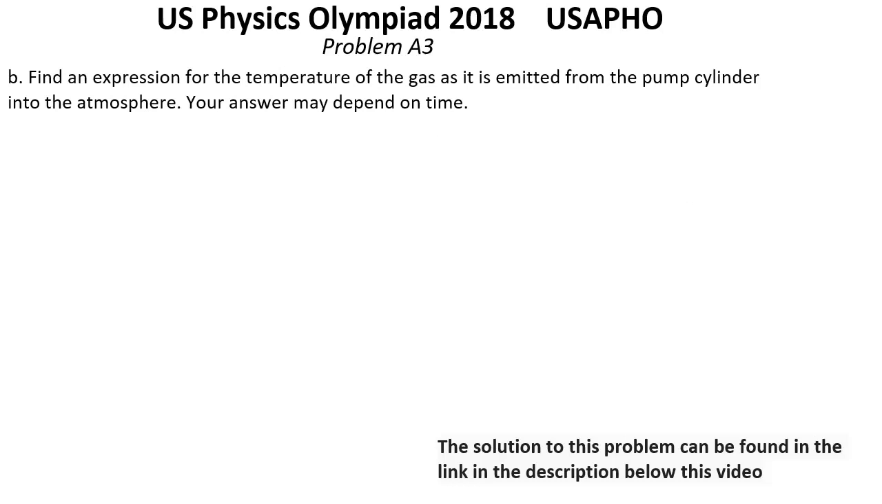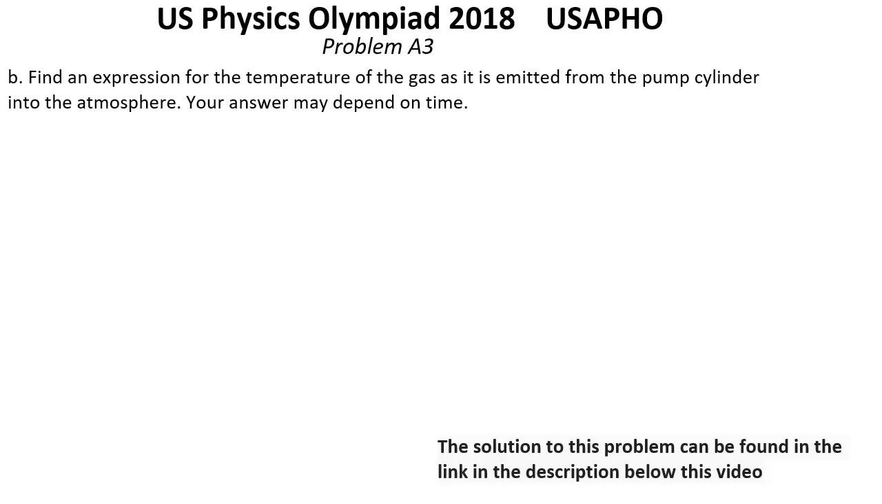Question B. Find an expression for the temperature of the gas as it is emitted from the pump cylinder into the atmosphere. The answer may depend on time. Solution. When the piston is all the way to the left, the pressure is P(t) and the temperature is TA. As the piston moves to the right, the gas is adiabatically compressed until its pressure reaches PA, and the outlet valve opens.